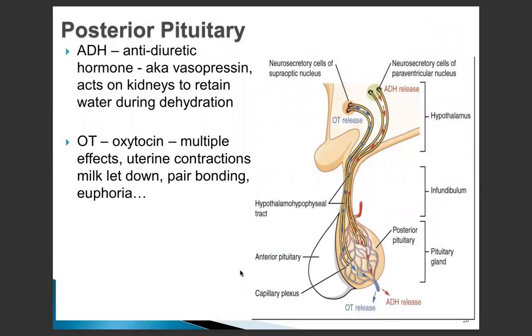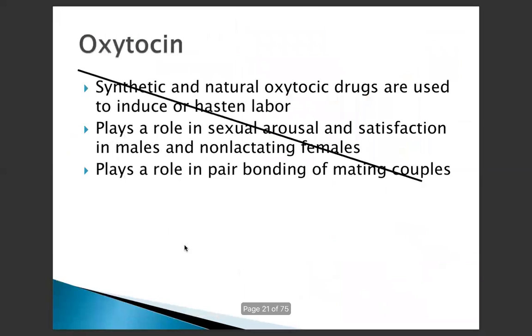Right here we have ADH, the antidiuretic hormone, also known as vasopressin, which acts on the kidneys to retain water during dehydration. Also we have OT, which is oxytocin, which has multiple effects: uterine contractions, milk let-down, and pair bonding. We will not be talking about the oxytocin or the ADH.